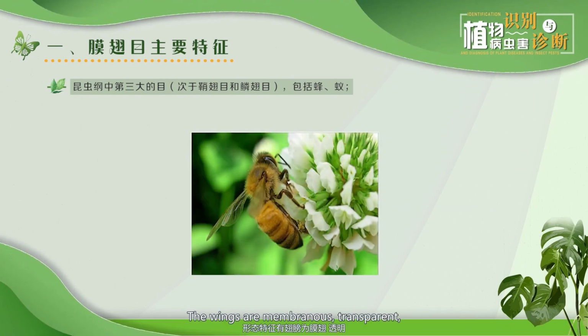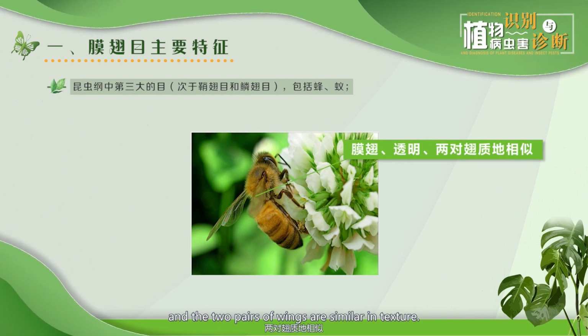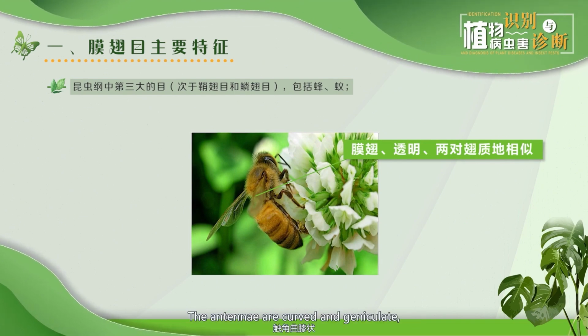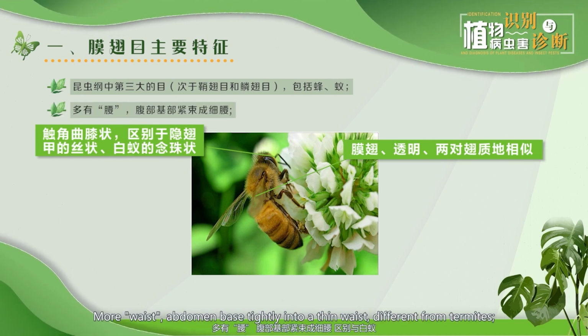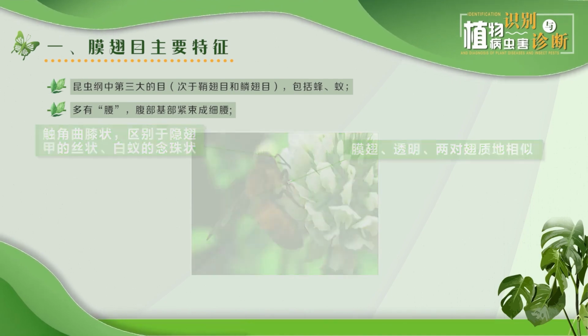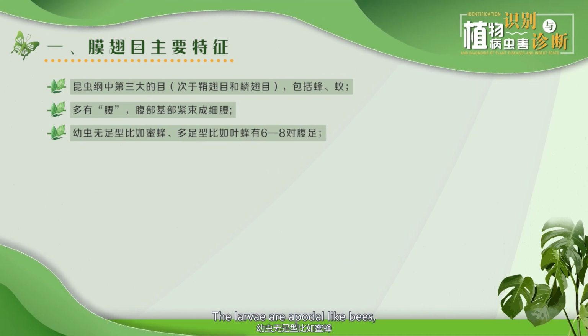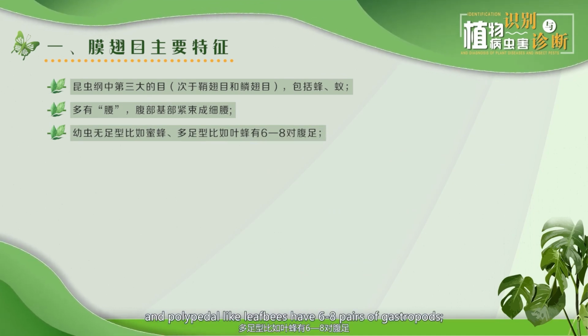The wings are membranous, transparent, and the 2 pairs of wings are similar in texture. The antennae are curved and geniculate, different from the filamentous antennae of Cryptopteryx and the moniliform antennae of termites. More waist, abdomen base tightly into a thin waist, different from termites. The larvae are apodal like bees, and polypod like leaf bees, which have 6 to 8 pairs of prolegs.